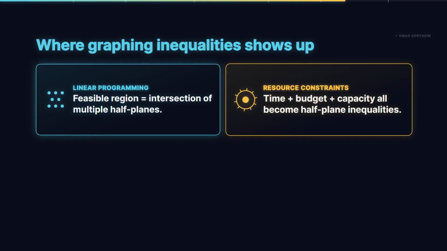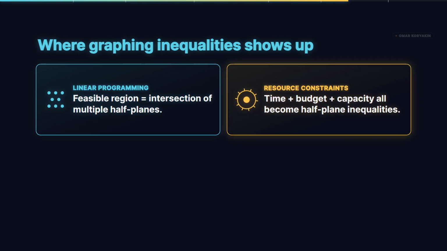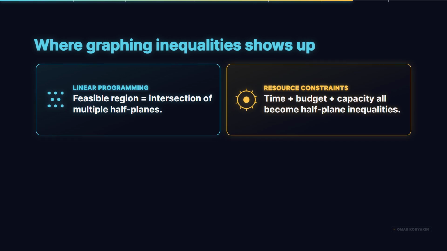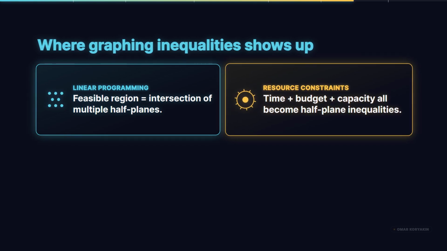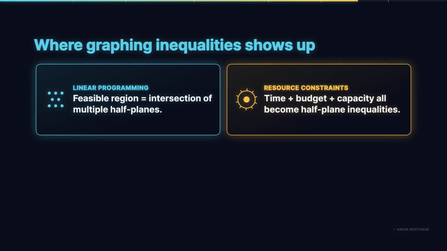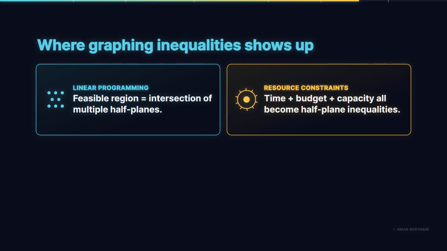In resource constraint analysis, real-world problems often have multiple competing limits expressed as inequalities. Time available less than or equal to 40 hours, budget less than or equal to $10,000, capacity less than or equal to 1,000 units, and so on. Each limit becomes a half-plane on the coordinate plane when two of the variables are plotted against each other, and the feasible operating region is the intersection of all the half-planes. Project management, manufacturing planning, and small business operations all rely on this kind of constraint visualization.